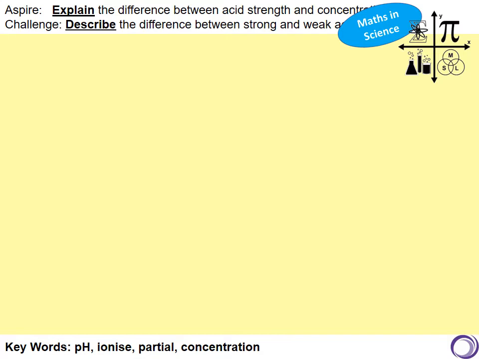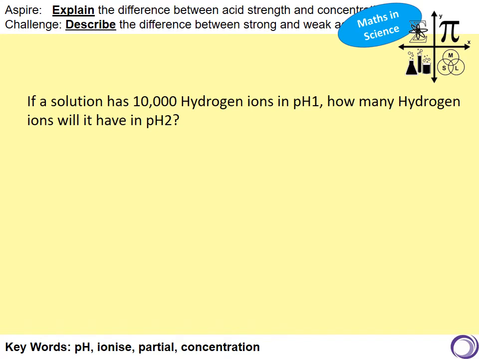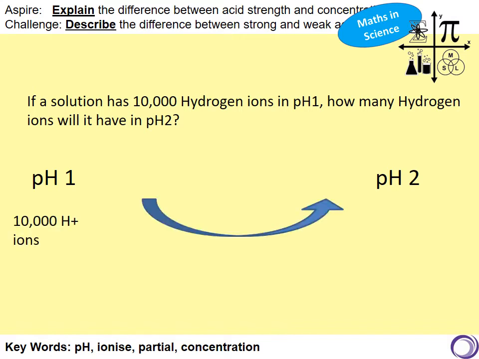Let's look at this with an illustration. So if a solution has 10,000 hydrogen ions in pH 1, how many hydrogen ions will it have at pH 2? Well, we know that pH 1 to pH 2 is a decrease in the strength of the acid. So if the pH of 1 has 10,000 hydrogen ions, then we have to divide by 10 to decrease the concentration of hydrogen ions by 1 order of magnitude. This means that pH 2 will have 1,000 hydrogen ions compared to the 10,000 that are in pH 1.